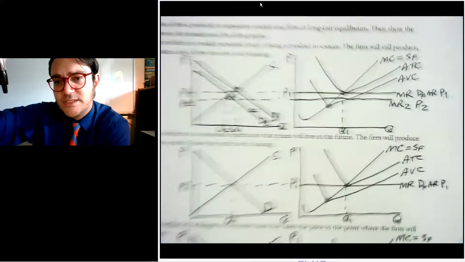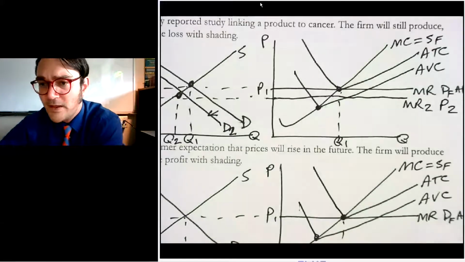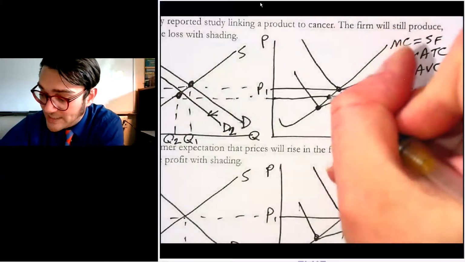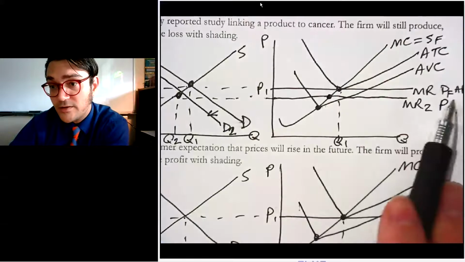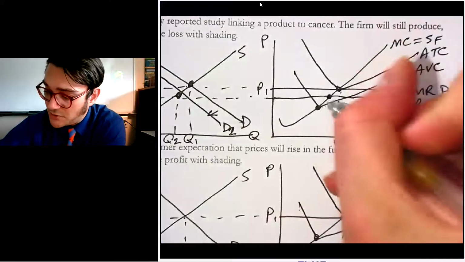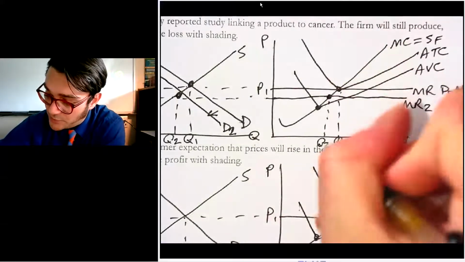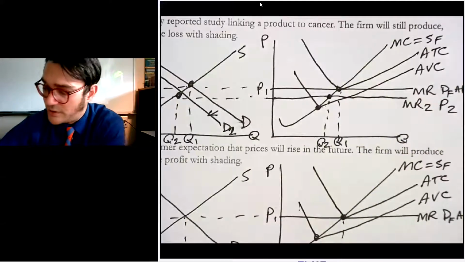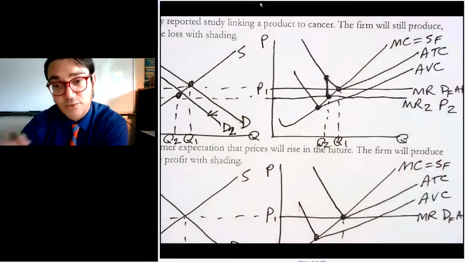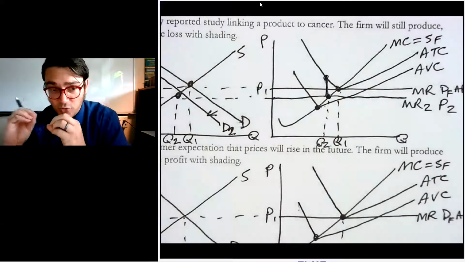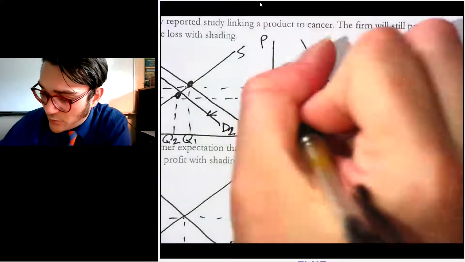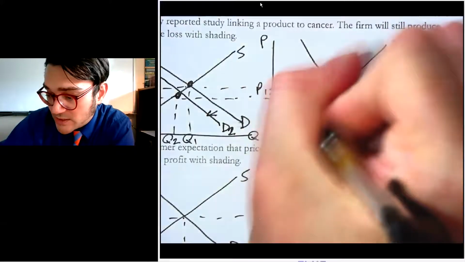I'm going to zoom in just so you can see exactly where I'm drawing this. Now, where are they going to produce? They're going to produce where MR equals MC, right? So they're going to produce at that dot right there, where the new MR line that goes across intercepts the original marginal cost. So then we go down, Q2, right? So they've got slightly less product, and we go up to the ATC to see how much they're losing. So we compare price 2, the second price, to the ATC value at the quantity that they're producing. And then we go over, and that's our loss rectangle.